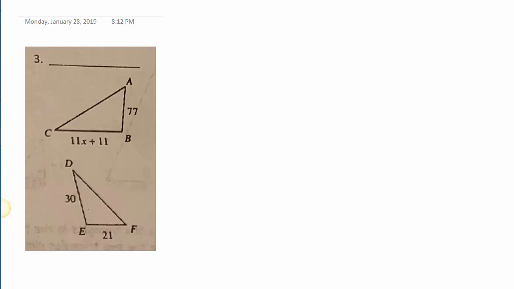Okay, for number three, first thing you want to do is compare the short side to the other short side. And it's not entirely obvious, but it seems that the 77 and the 21 are shorter. And if you compare that to this 11x plus 11 and this 30, those by comparison seem to be longer. So you always want to compare the short of one to the short of another and the long of one to the long of another.